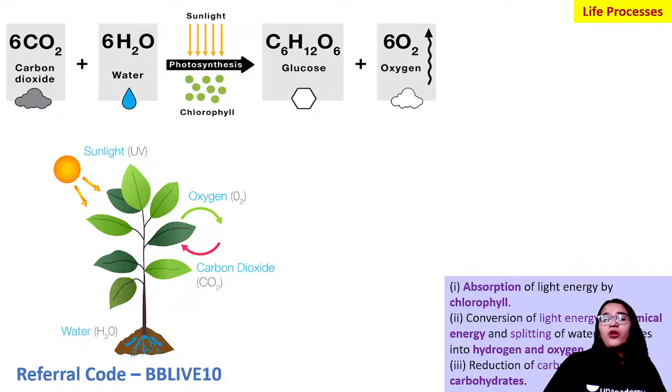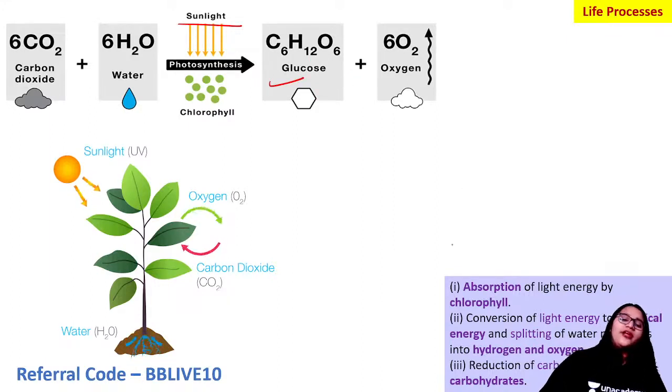Now, it is very important to understand the photosynthesis reaction, because it is absolutely very important from the exam perspective. So over here, you can see carbon dioxide and water, which is reacting in the presence of sunlight, and chlorophyll is absolutely required for this reaction to take place. Why? Because sunlight is absorbed by chlorophyll, it is light energy, then it is converted into chemical energy, and this particular chemical reaction takes place. So once this happens, you get glucose and oxygen.